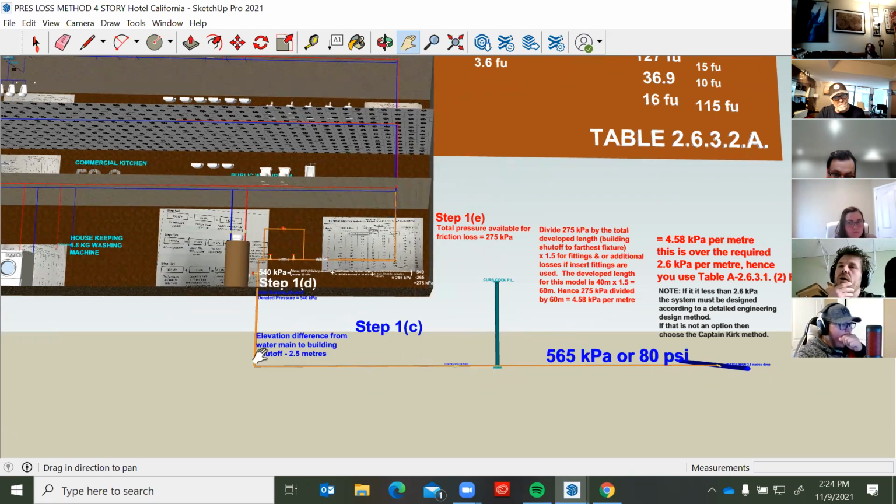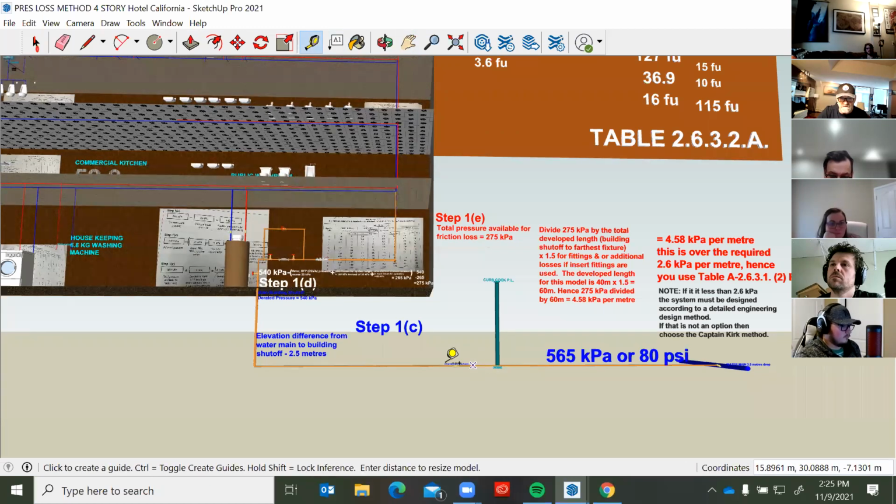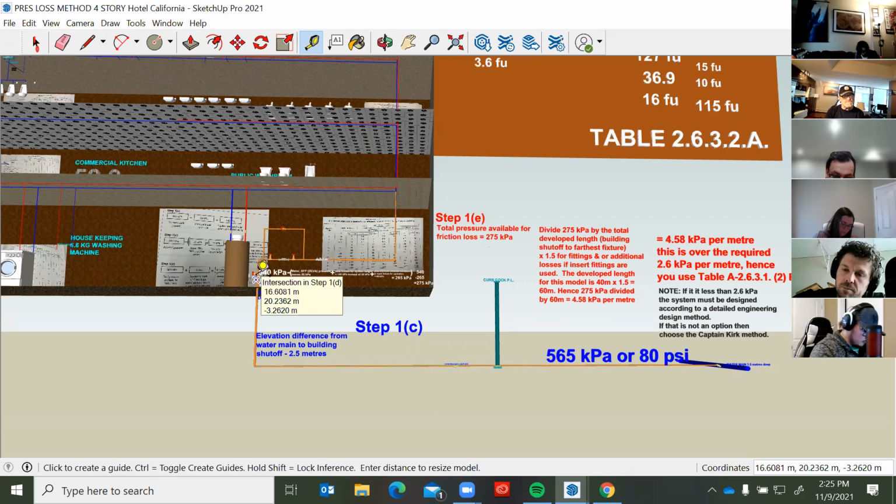The property line over the distance, you need this, don't you? Meters. You need this developed length, right? So this developed length, we'll measure this one out because we don't know it. From there to there, we're going to say 11 meters, and then we'll go up to there. 11 and 4, we're going to go 15 meters. So write that down: 15 meters developed length from the property line to the building shutoff for doing the small commercial method, using 208.5 fixture units.